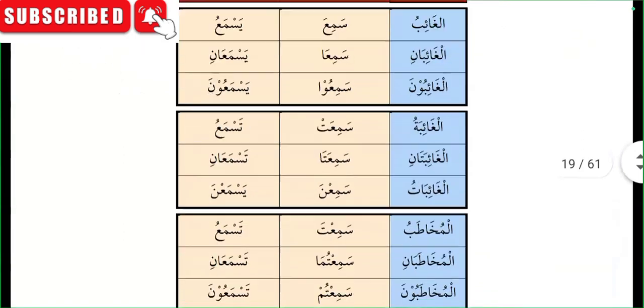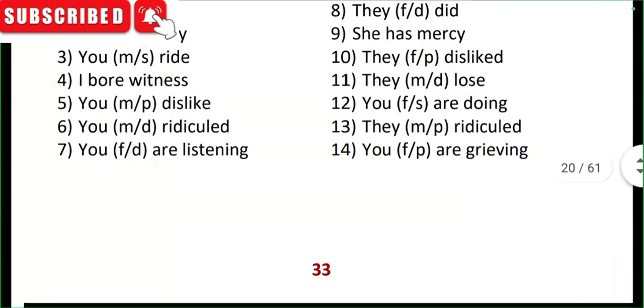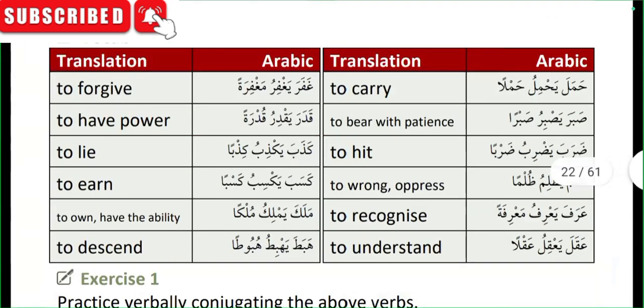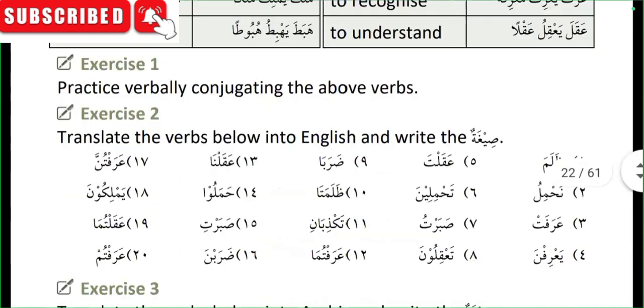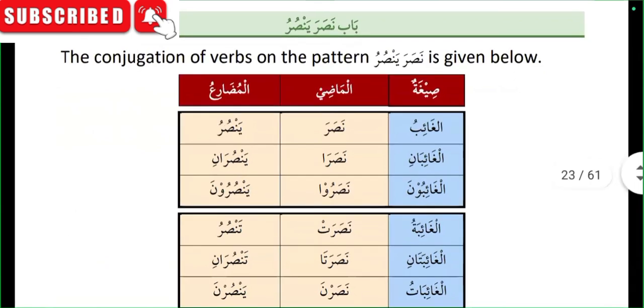Then we discussed sami'a yasma'u in detail with the examples. These are the examples. Then we moved on to daraba yadribu with examples, and these are the examples. We did all the conjugations of madi and mudare. If you haven't seen those lessons, please watch those lessons before you watch this one. Otherwise, you will be confused.